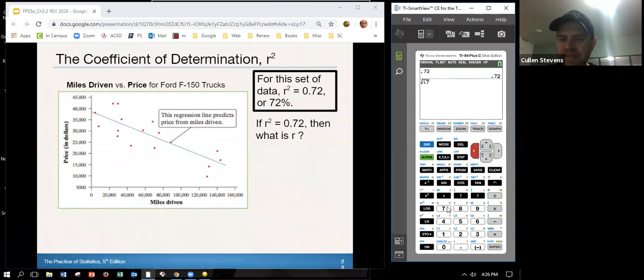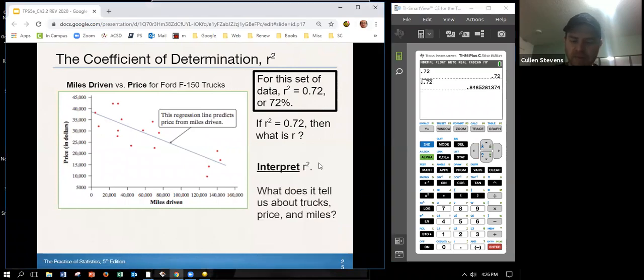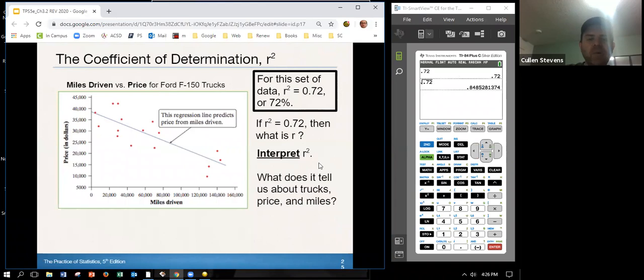Oops, got my imaginary number in there. The square root of 0.72. Ah, there we go. All right, so there's my r, about 0.84. Okay, so that's pretty easy, just taking the square root. And then we want to interpret r squared. That's new to us. What does r squared mean?